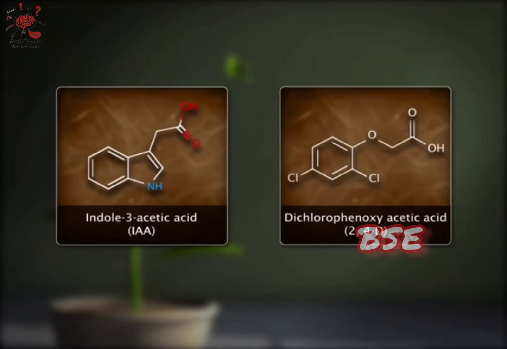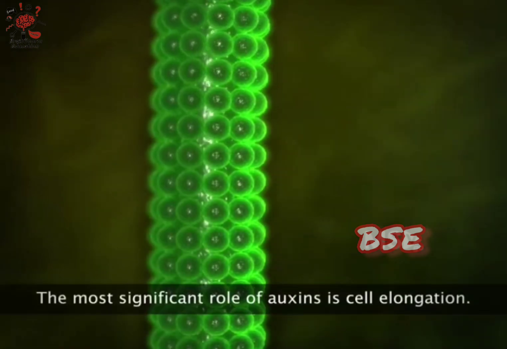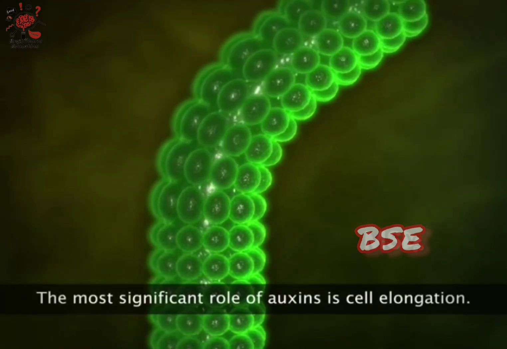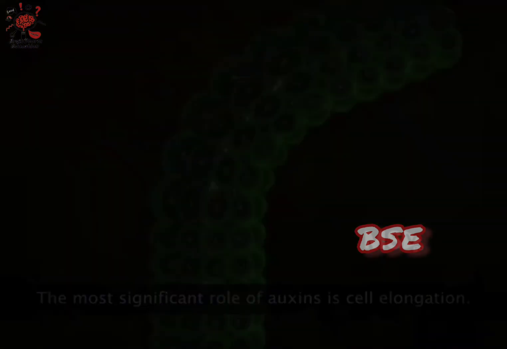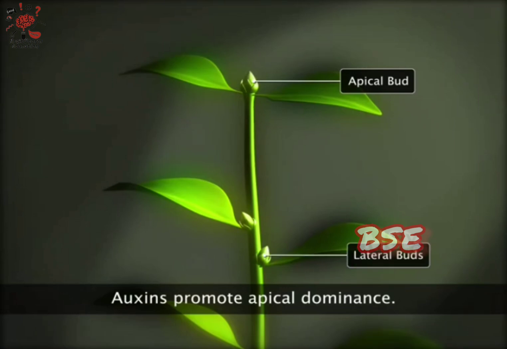Indole-3 acetic acid, IAA, is an example of naturally occurring auxin in plants. Dichlorophenoxyacetic acid, 2,4-D, is an example of synthetic auxin. The most significant role of auxins is cell elongation. Auxins also promote apical dominance. Apical dominance is the influence of the apical bud in suppressing the growth of lateral buds.